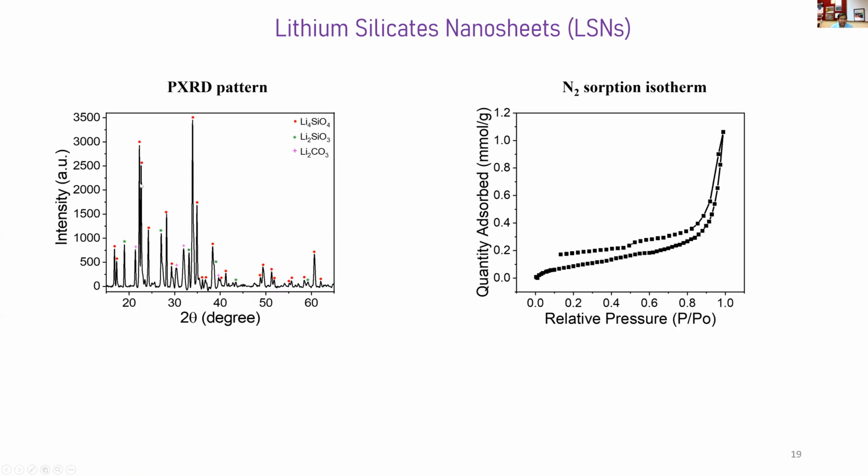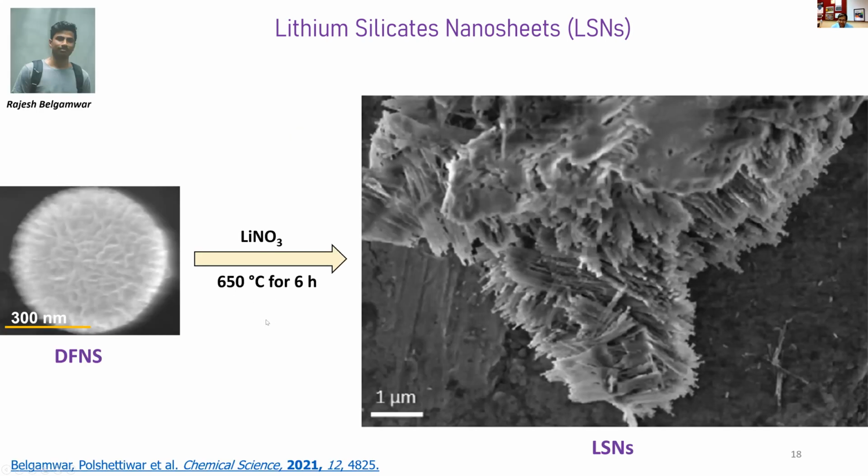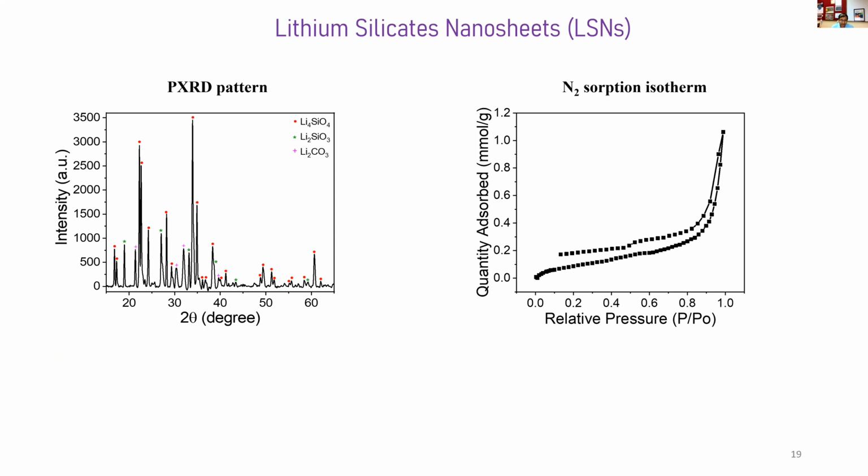When we did the PXRD, you see most of the diffraction pattern signals are for lithium silicate. There is some impurity of lithium metasilicate and lithium carbonate. This is because we are heating in air, which has 400 ppm CO2. So as soon as lithium silicate forms, it starts capturing the CO2 in the air and reacting with it. That's why you get lithium metasilicate and lithium carbonate while doing the synthesis. We were able to remove these if I do the synthesis in an inert atmosphere, and you get more than 99% pure Li4SiO4.